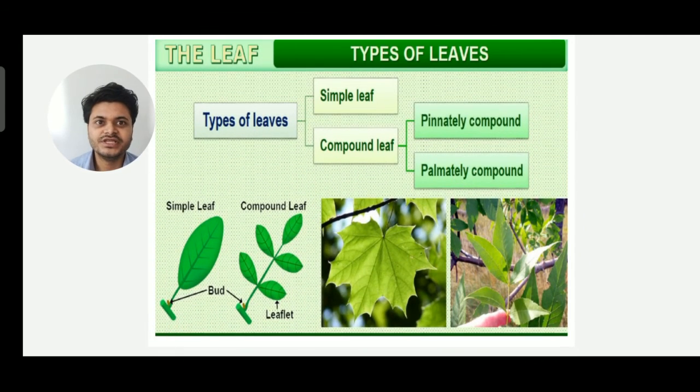Now the types of leaf. There are two types of leaf. One is simple leaf, another is compound leaf. Compound leaves are pinnately compound and palmately compound leaves.